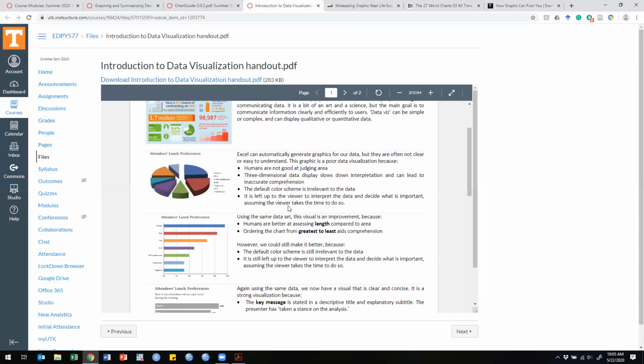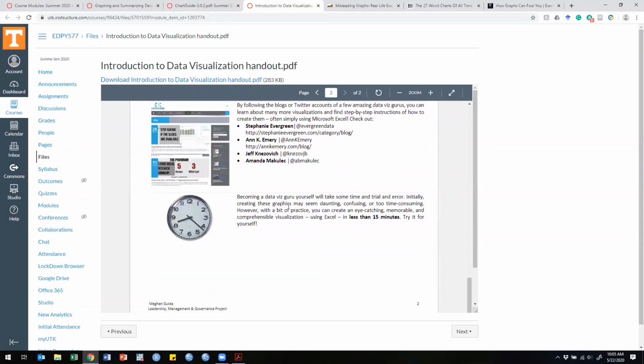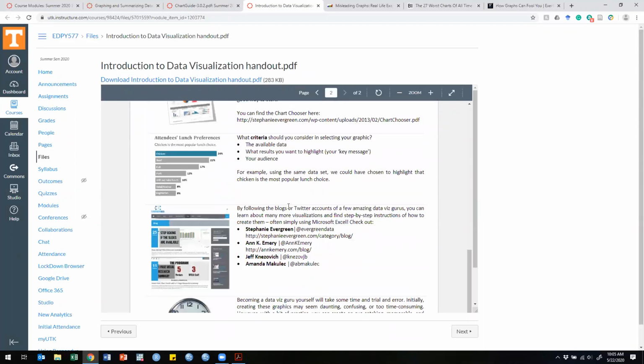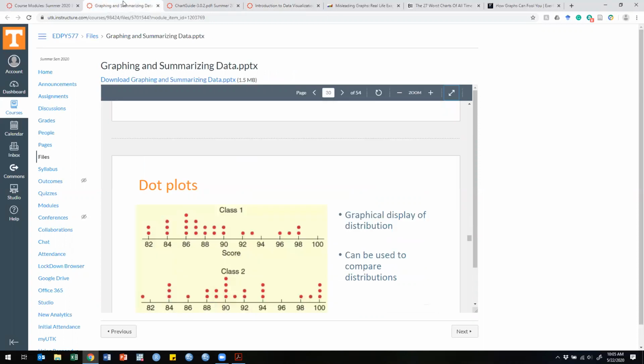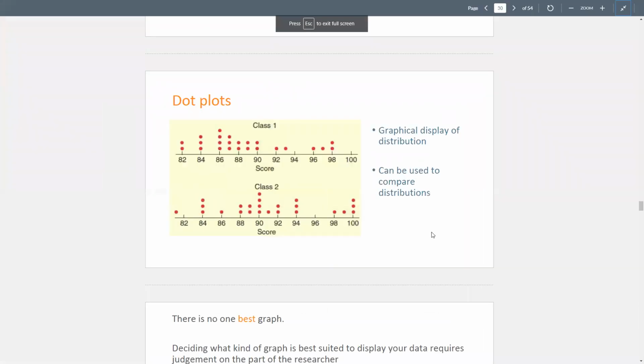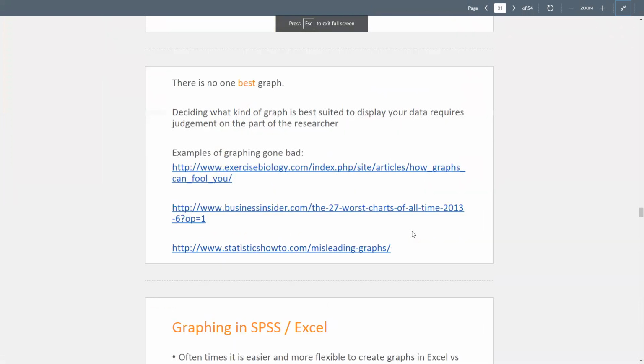You can also look at this data visualization handout. It gives you some really cool tips and pointers for displaying data and things to do and things not to do. Like this is something we wouldn't want to do. That just leads to, there's not one best graph. Deciding what kind of graph is best to display requires a lot of judgment on your part. Think about what's the best way to communicate the message that you're trying to get across.